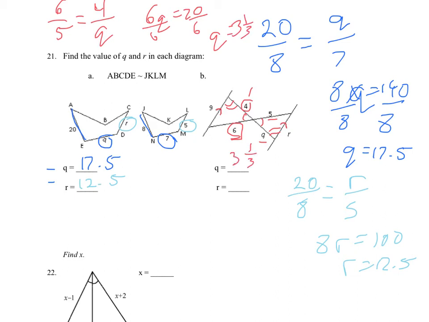Now if I'm doing the R, I'm going to use the same ratio. 6/5 is equal to, I put 6 first, so I'm going to put 9 over R, corresponding sides. Cross multiply, 6R equals 45, divide by 6. 45 divided by 6 is 7.5.